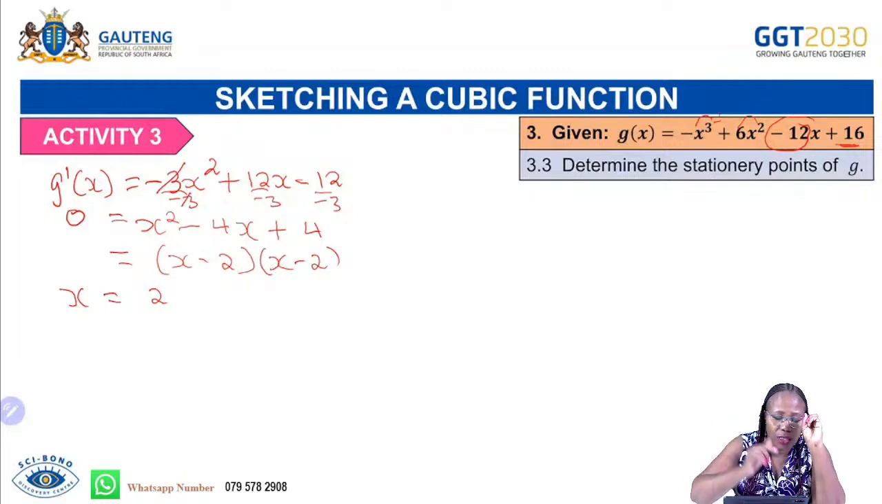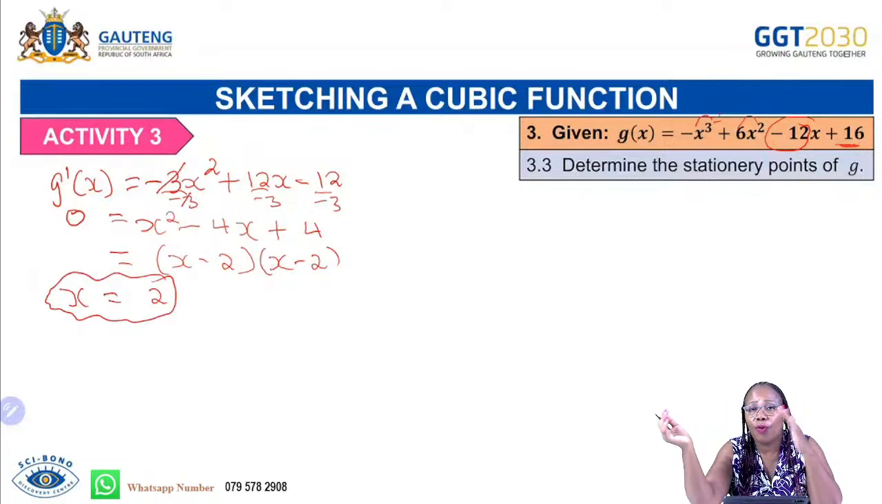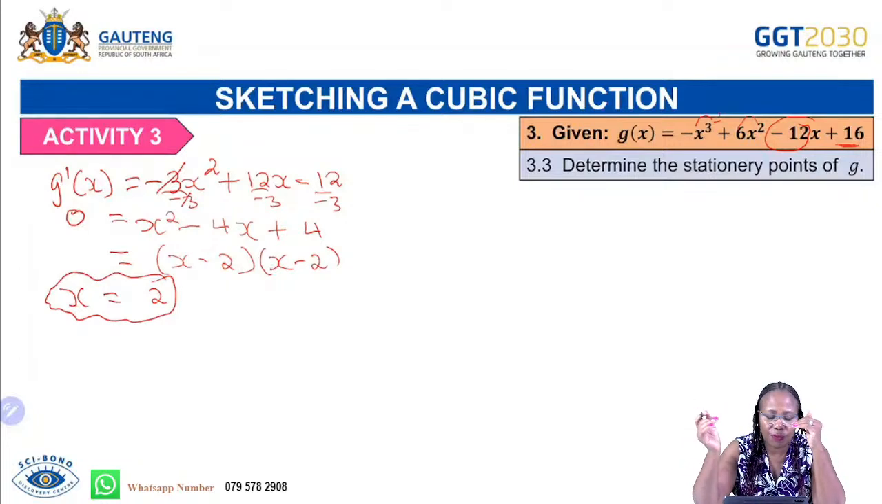Pay attention. We are having only one x stationary point. Previously, we were having 2 for all the functions that we have done so far. Now, if we have 1, let's see what will happen. To get the y value, do you still remember? We take this turning point x value and substitute into the original.